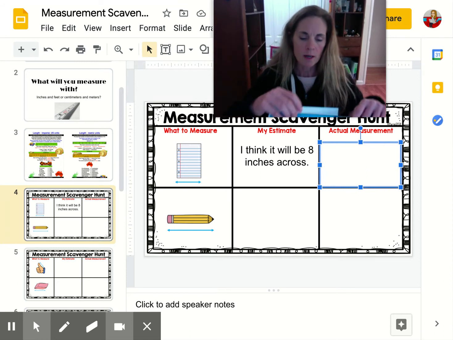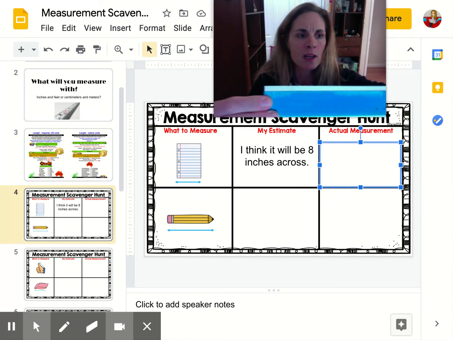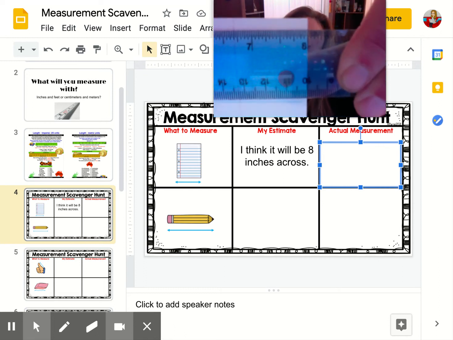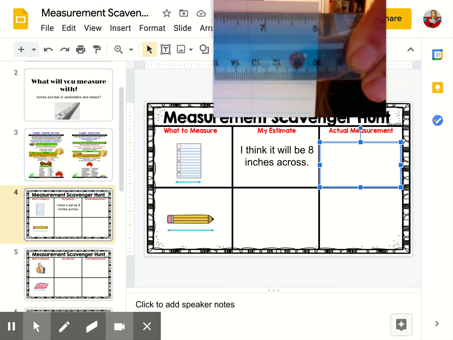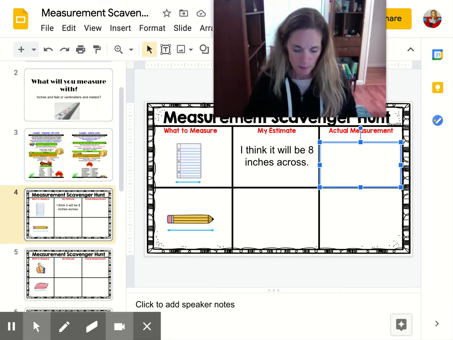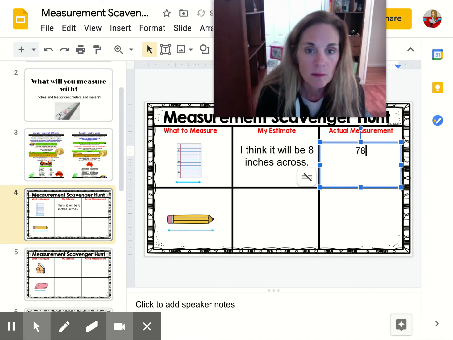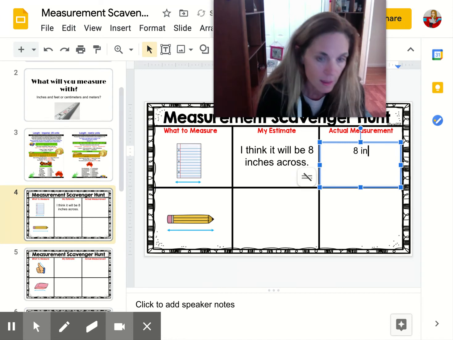So here we are. I'm going to measure by lining up really well on the edge, and then I'm going to look here. And what do you see? My paper is 8 inches across. So I can say here 8 inches.